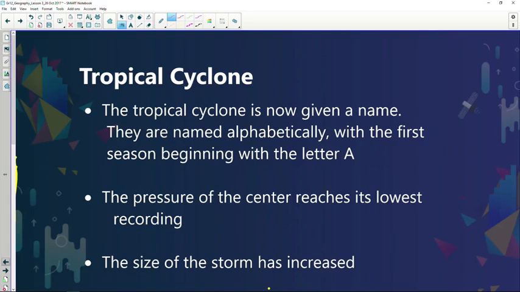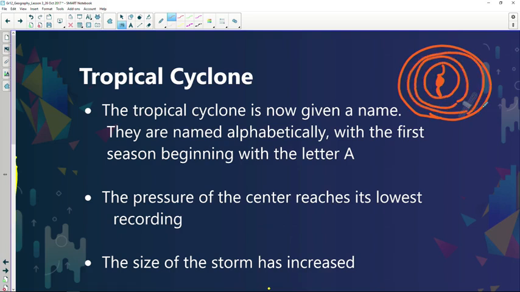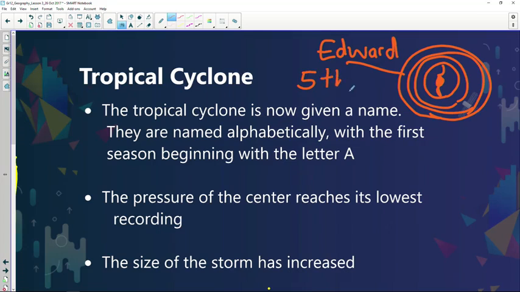Now, tropical cyclones are named according to alphabetical order. There's the I to identify it on the synoptic chart, and on the synoptic chart, they will tell you it is tropical cyclone Edward. Now, Edward will be the A, B, C, D, E. Edward will be the 5th cyclone for the season.